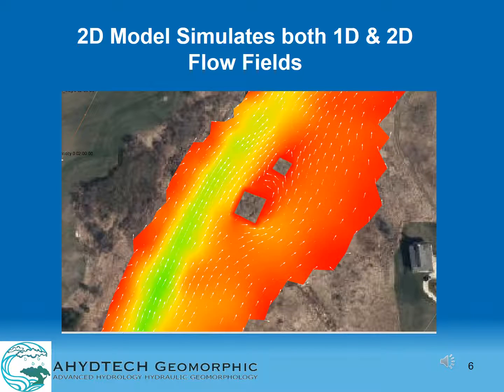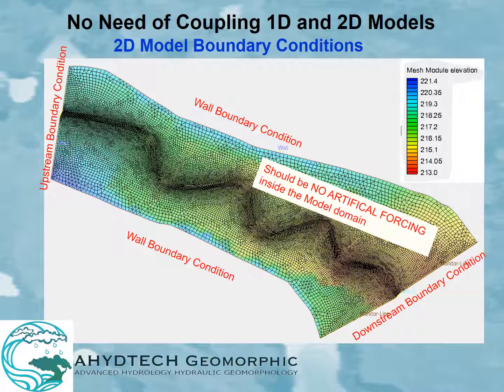There is a misconception about 2D models, that a 2D model doesn't do 1D flow fields. But the reality is that a 2D model can simulate both 1D and 2D flow fields. Here is an example. You can see when the flow is in the main channel, the flow is parallel to the banks, and that means it's one dimensional. However, close to the floodplain, if you have an obstruction, it can simulate two-dimensional flow as well. So a 2D model can simulate both 1D and 2D flow fields.